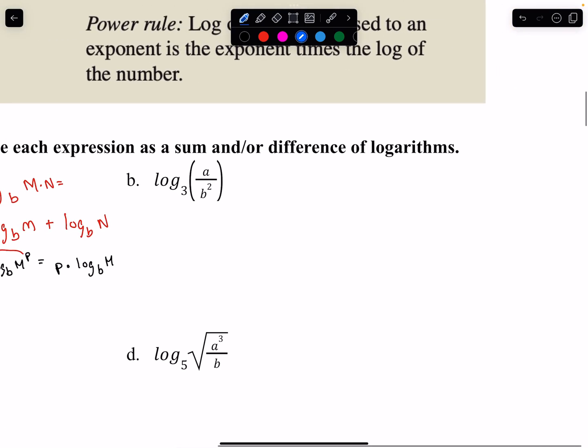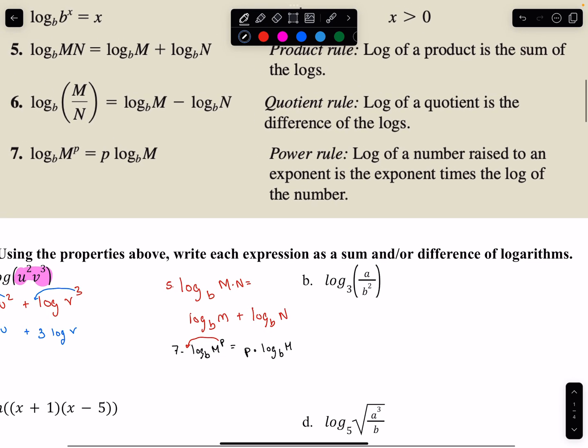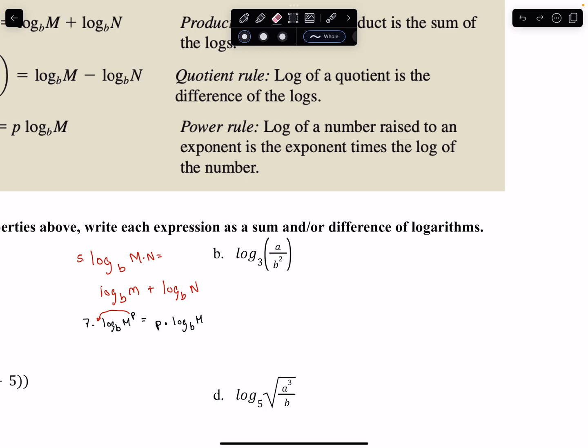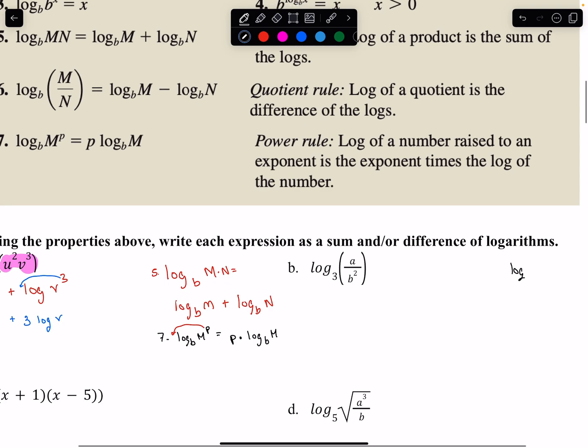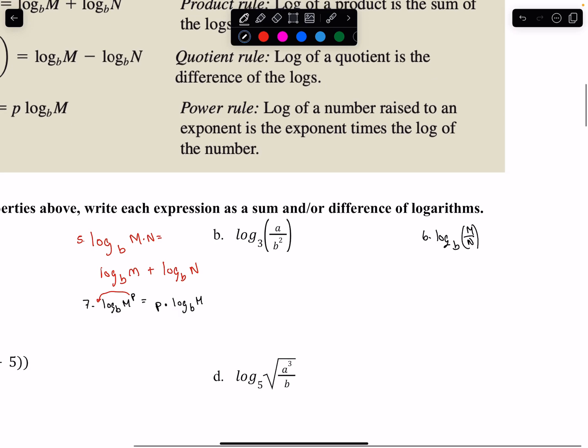All right, and the same things work with subtraction, and all these properties work the same. So looking up here, with multiplication comes addition, with division comes subtraction, right? And like most rules of exponents, same thing happens. So I'm using property number 6 here: log base b of m over n is simply equal to log base b of m minus log base b of n, just using subtraction.